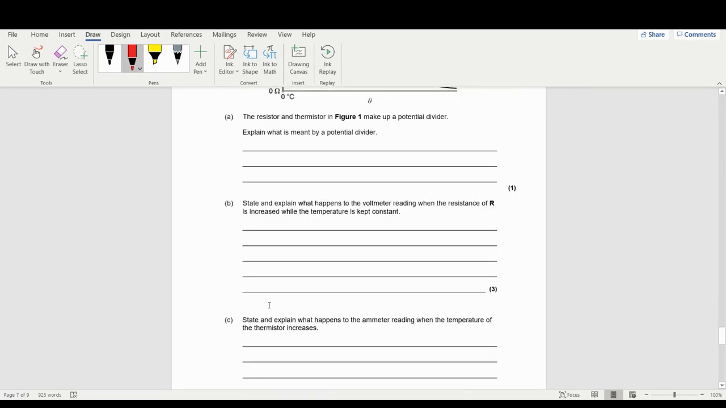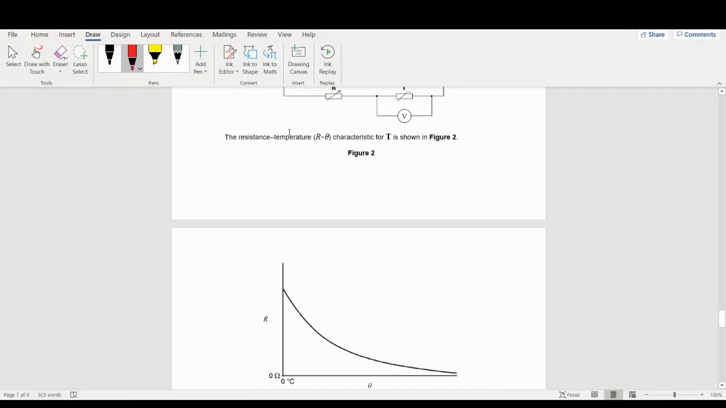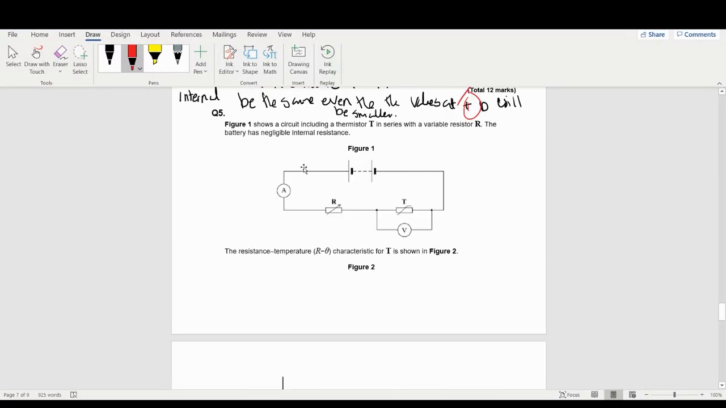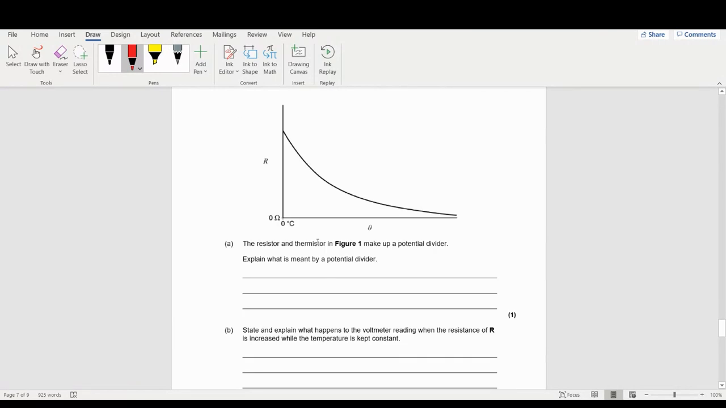Okay. So last question here. So we've got question 5. Figure 1 shows the circuit with thermistor T and a variable resistor. So it's a potential divider, but this time with 2 variable resistors. Here we go. This is the experimental potential divider.